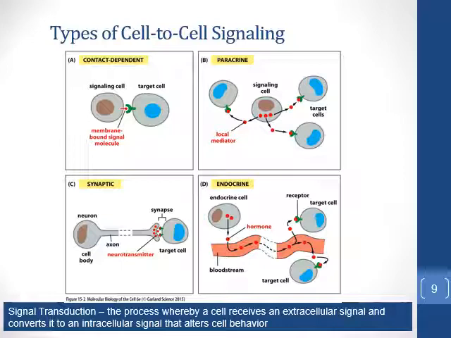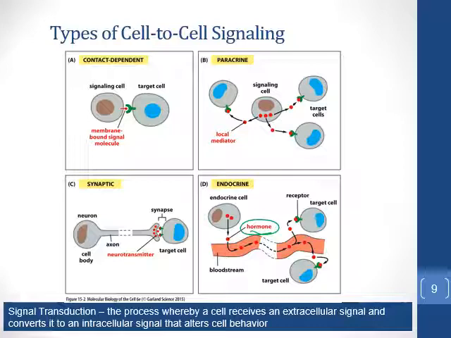A target cell is defined as a cell that has a receptor for that signaling molecule. These hormones are going to encounter a bunch of cells that don't have receptors, and so those cells are just going to ignore the hormone because they can't bind to the hormone. So the definition of an endocrine signaling molecule is that it's a hormone that circulates throughout the body. So the target cell could be anywhere in the body.